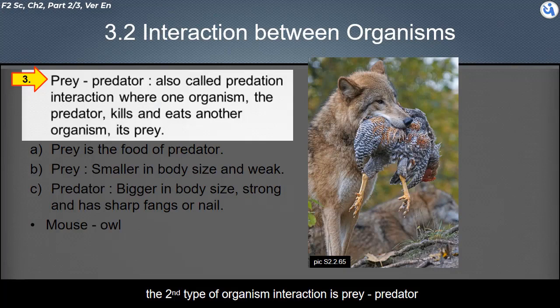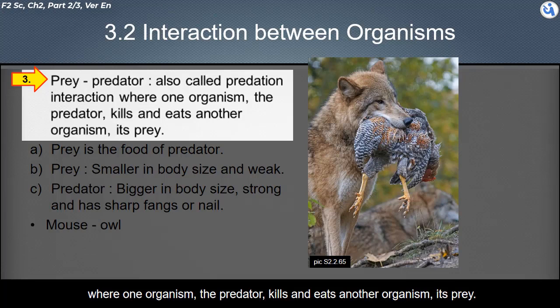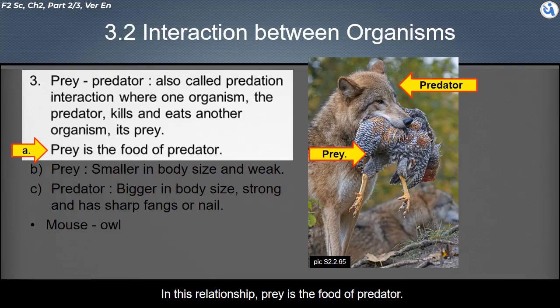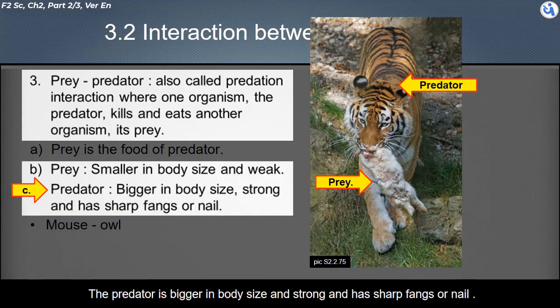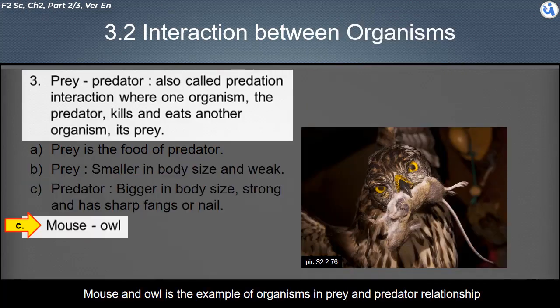The second type of organism interaction is prey and predator. This interaction is also called predation, where one organism, the predator, kills and eats another organism, its prey. In this relationship, prey is the food of the predator. In general, the prey is smaller in body size and weaker. The predator is bigger in body size, strong, and has sharp fangs or nails. Mouse and owl are examples of organisms in a prey and predator relationship.